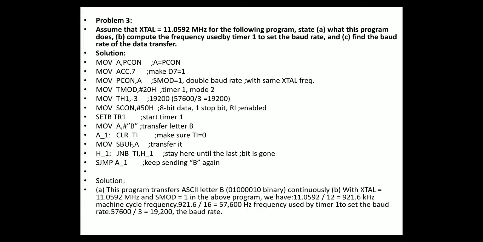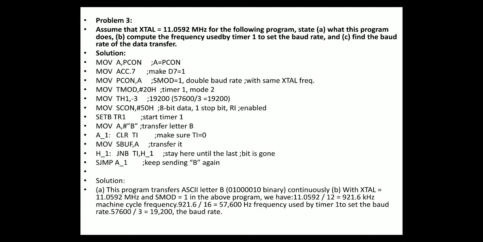MOV A, PCON. So previously what I did, I inserted the same lines in my program: MOV A, PCON; SETB ACC.7; MOV PCON, A. What do you mean by this? Ultimately, whatever you load, your baud rate will be double. That's the meaning of these first 3 lines. I am making your programming concepts as simple as possible. Next, whatever you know, write a program for this. Don't panic.